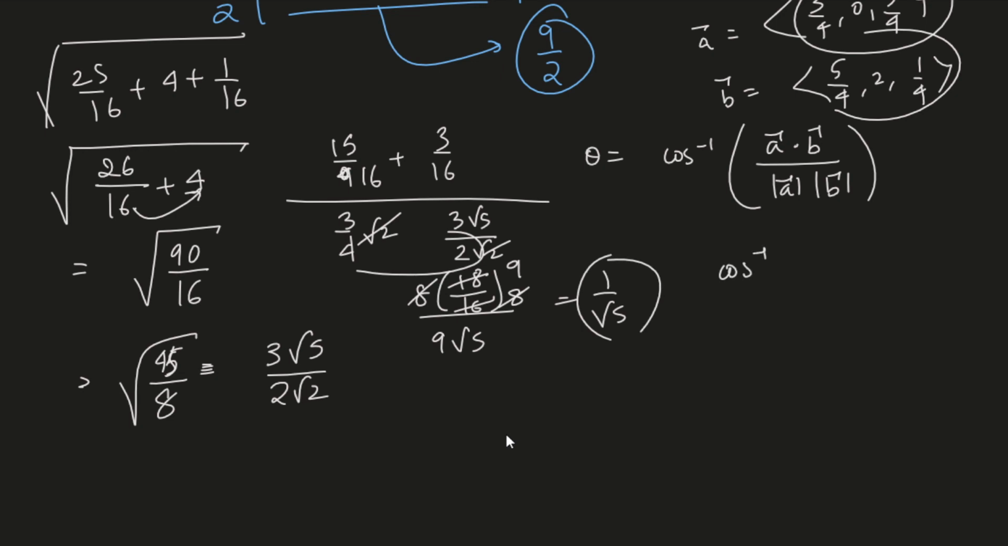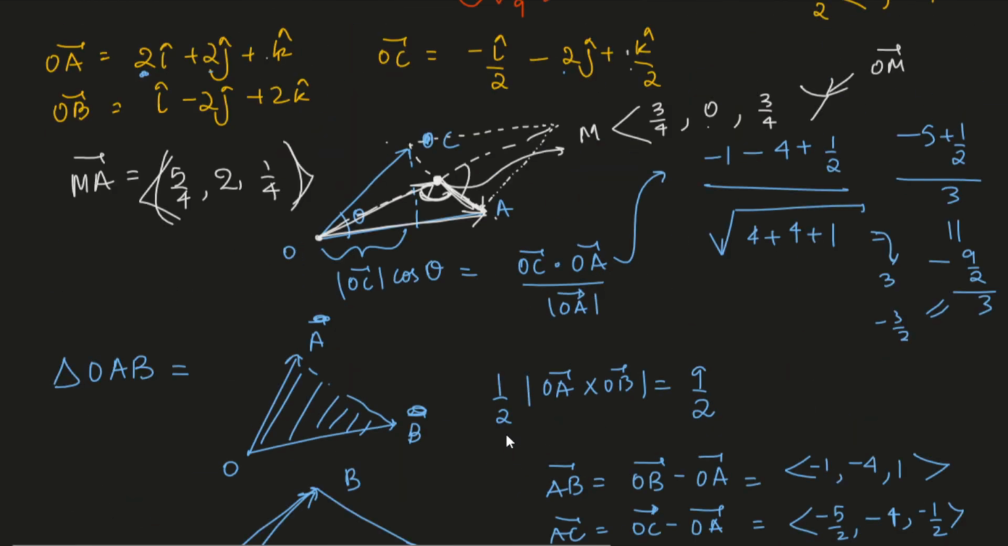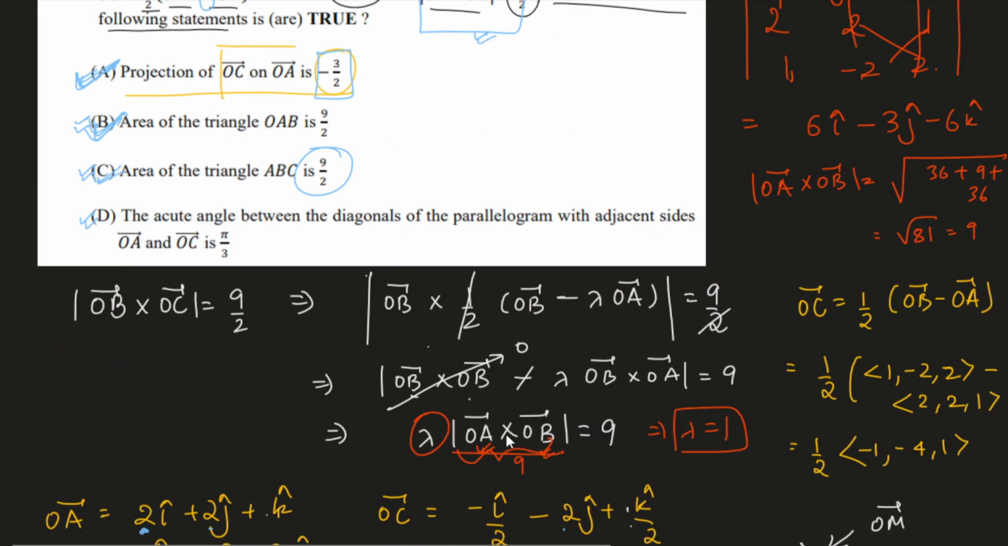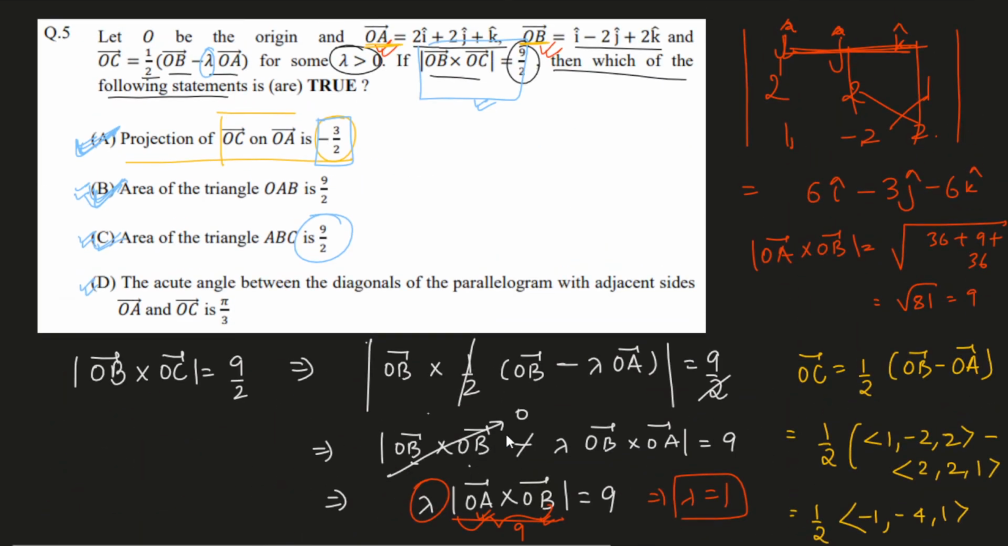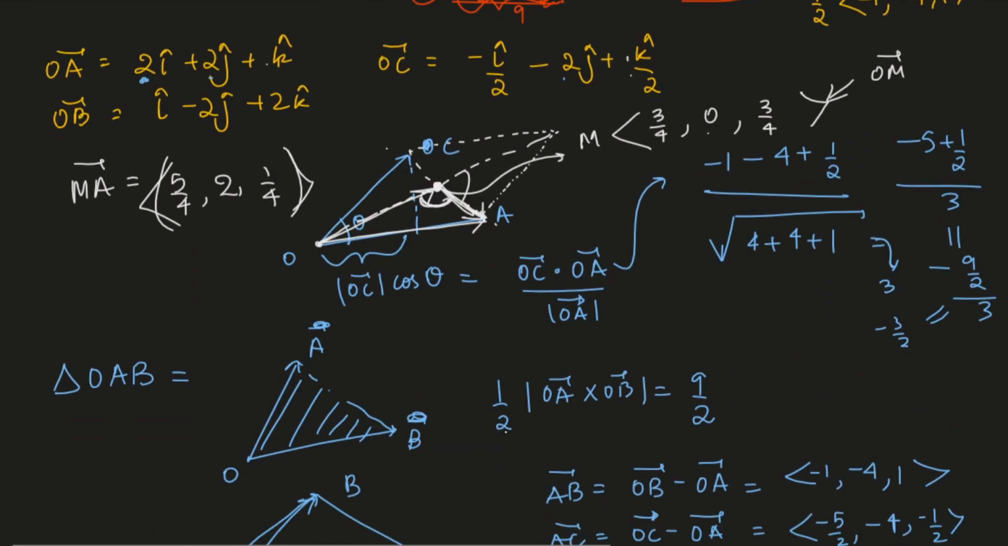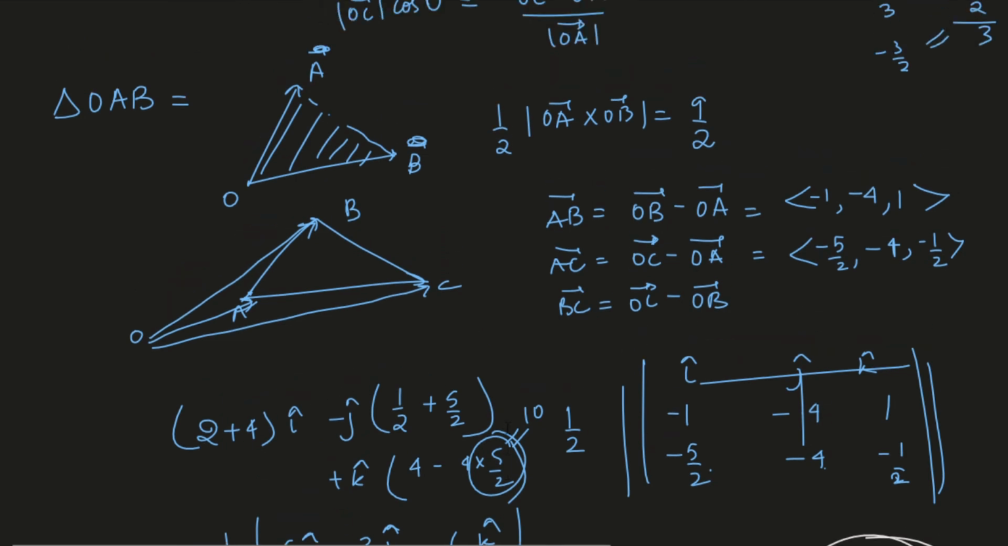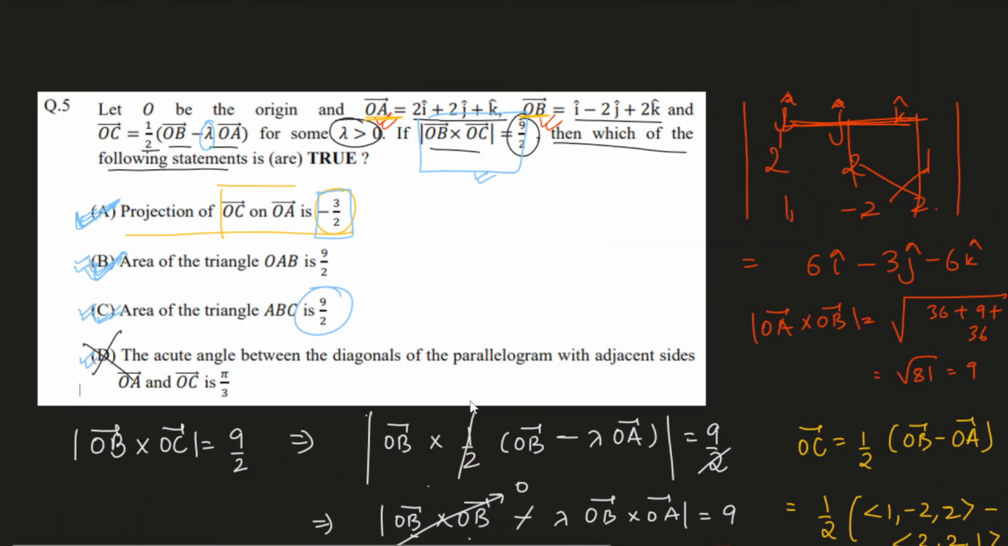Now, cos inverse of 1 by square root of 5, this is not equal to pi by 3. This is not equal to the angle that we were supposed to get. So D is not correct, I hope, if we have not committed any calculation mistakes. And the answer is A, B, C. Or answers, more correctly.